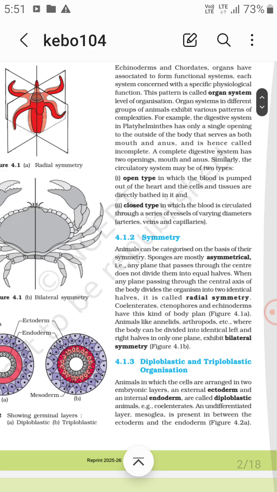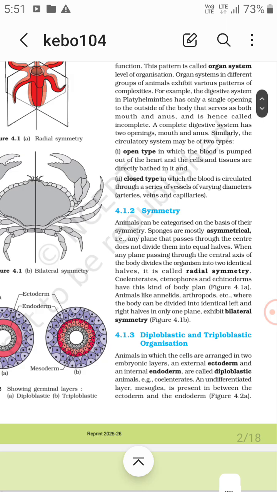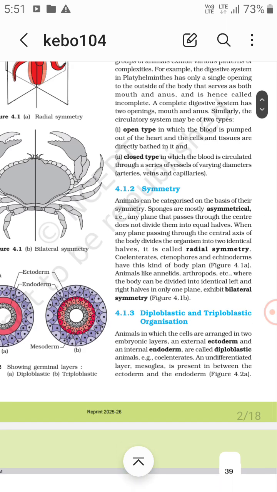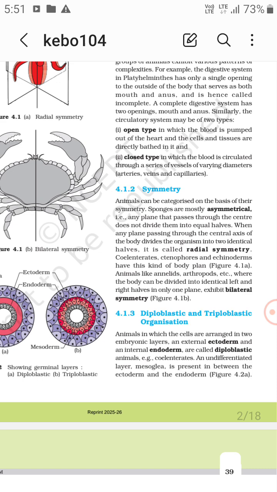Now, symmetry. Animals can be categorized on the basis of their symmetry. Sponges are mostly asymmetrical, that is, any plane that passes through the center does not divide them into equal halves. When any plane passing through the central axis of the body divides the organism into two identical halves, that is radial symmetry.